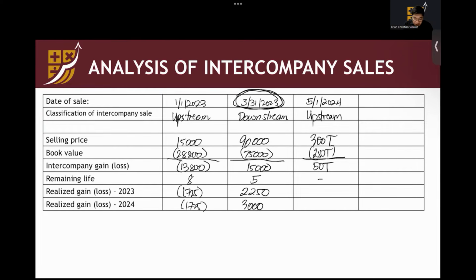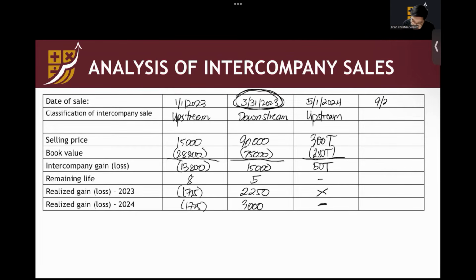Therefore, we do not have any realized gain or loss ng 2023 dito. No? Then, pagdating ng 2024, shall we already recognize the intercompany gain as realized gain? Answer? No. Kasi wala namang sinabing nabenta yung lupa sa outsider. Therefore, wala tayong realized gain sa 2024 with respect to your third intercompany sale. Do you follow? Okay. Next.